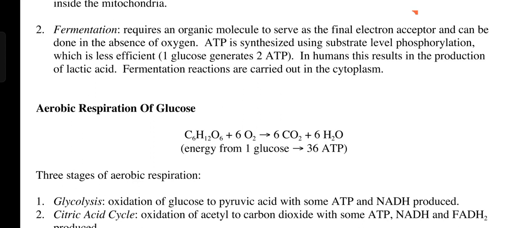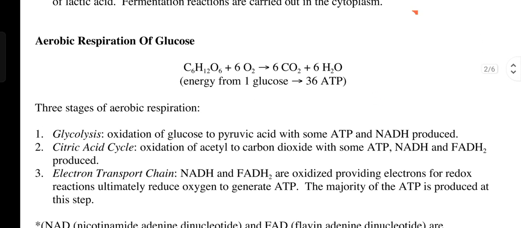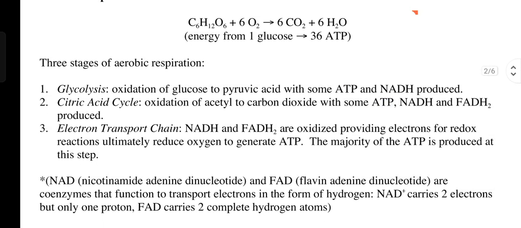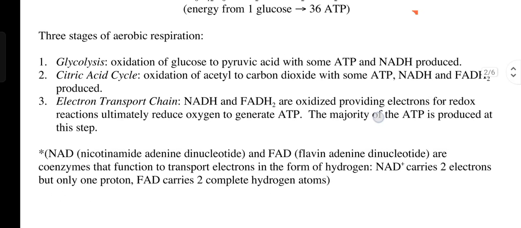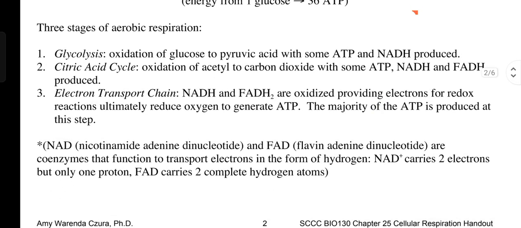Aerobic reactions of respiration of glucose. C6H12O6 plus 6O2 equals 6CO2 plus 6H2O. Energy from one glucose equals 36 ATP. Three stages of aerobic respiration. Number one, glycolysis.